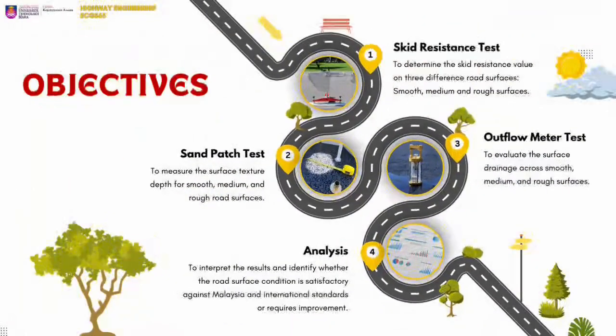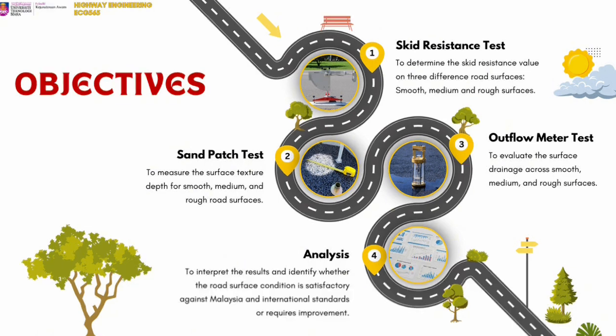The objective of this project is to determine the skid resistance value on 3 different road surfaces, smooth, medium and rough surfaces, to measure the surface texture depth for smooth, medium and rough road surfaces, to evaluate the surface drainage across smooth, medium and rough surfaces, and lastly to interpret the results and identify whether the road surface condition is satisfactory against Malaysian and international standards or requires improvement.